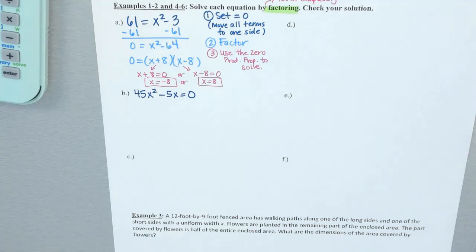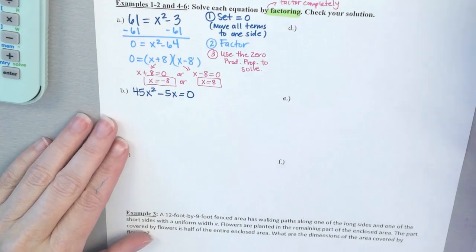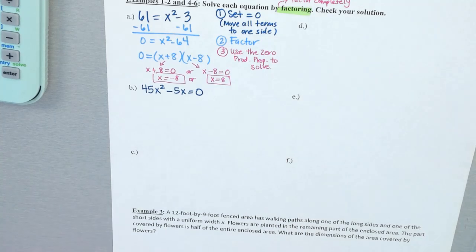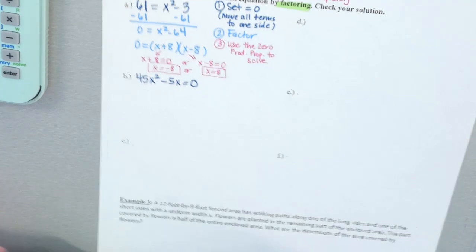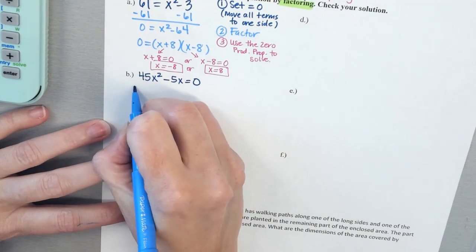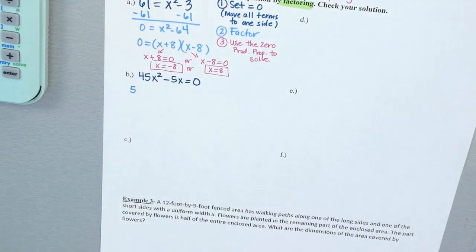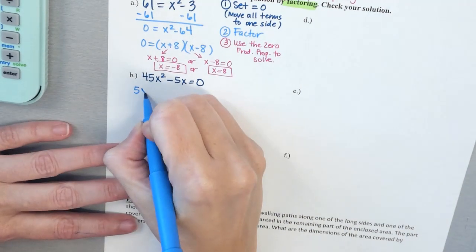Okay, so Reese, tell me one thing that those have in common that I can take out. Thank you, Reese. 5. Okay, can you tell me something besides the 5 too? So what else do they have in common besides the number? Okay, so see how they both have an x in them? You have the x squared and the x. Okay, so we're going to take that out.